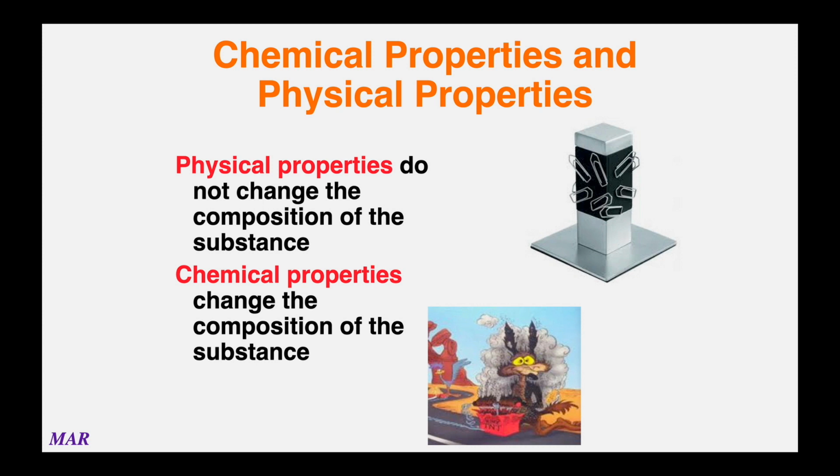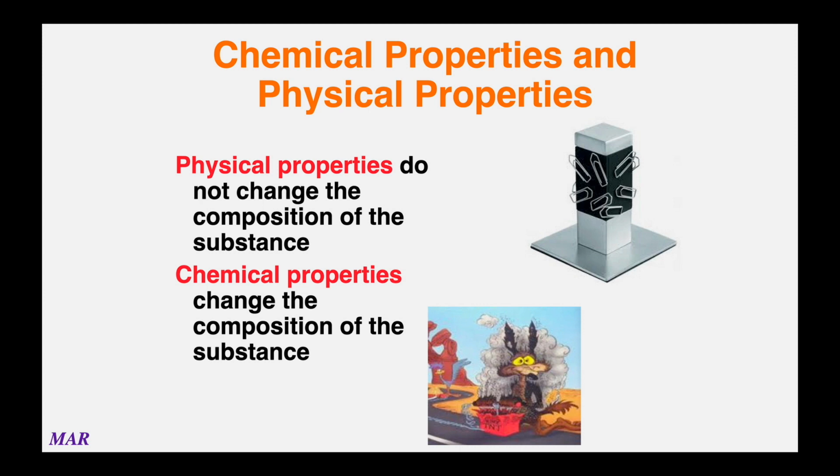On the other hand, poor Coyote down there, after being with a Roadrunner, his TNT goes off. I'm amazed he's still there. But anyway, that's obviously a chemical property. All right, you can't take the TNT and get it back to TNT after you've exploded it. It would be all gone.